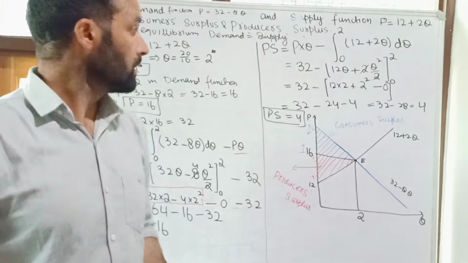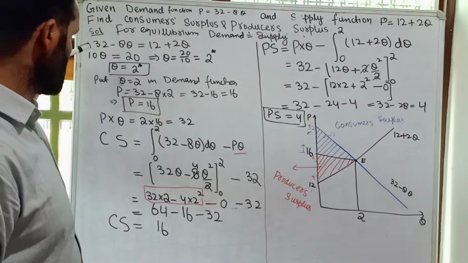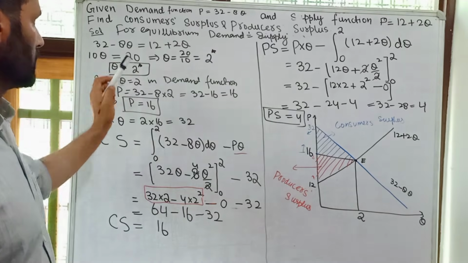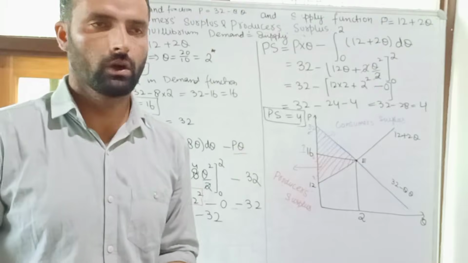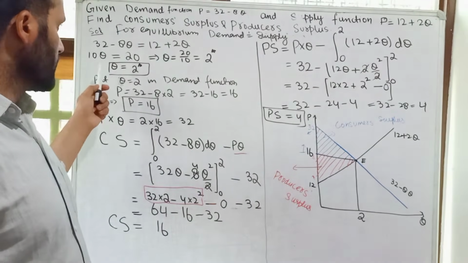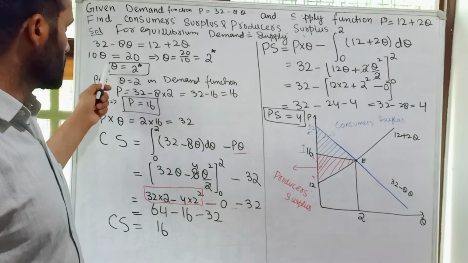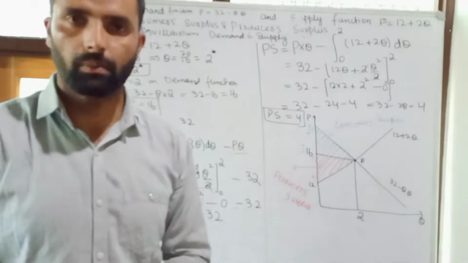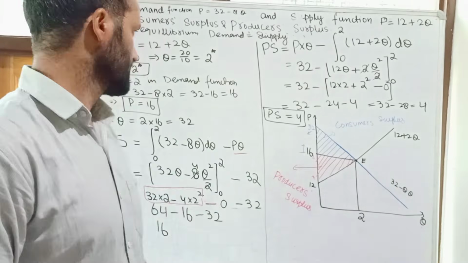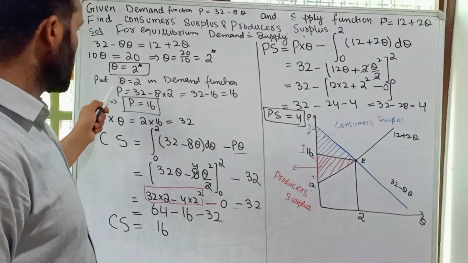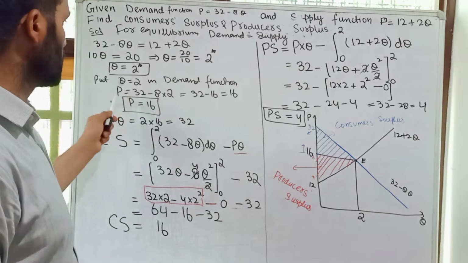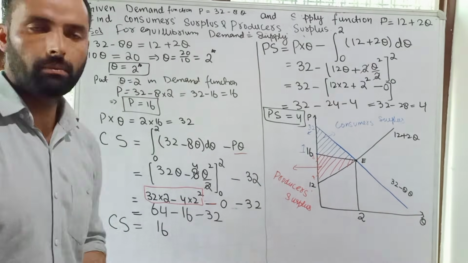After that, we solved these functions for Q and got the equilibrium quantity, that is Q. Now to find the equilibrium price, we put Q equal to 2 in either the demand function or the supply function. That is, we put Q equal to 2 in the demand function, and from there we got the equilibrium price.